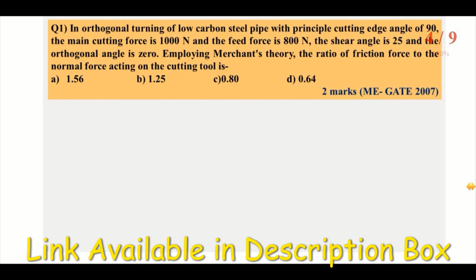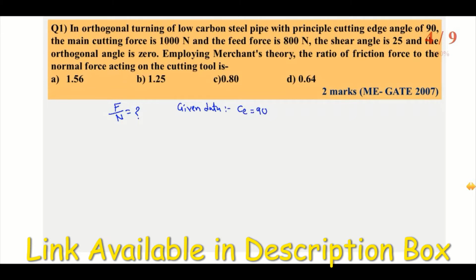So in this numerical we want to find out the ratio of friction force, that is capital F, upon normal force. So this ratio we want to find out. For that they have given some data. Given data: the principal cutting edge angle, that is 90, and the forces, they have given the values 1000 Newton and 800 Newton. Among these we want to finalize which is the cutting force and which is the thrust force.